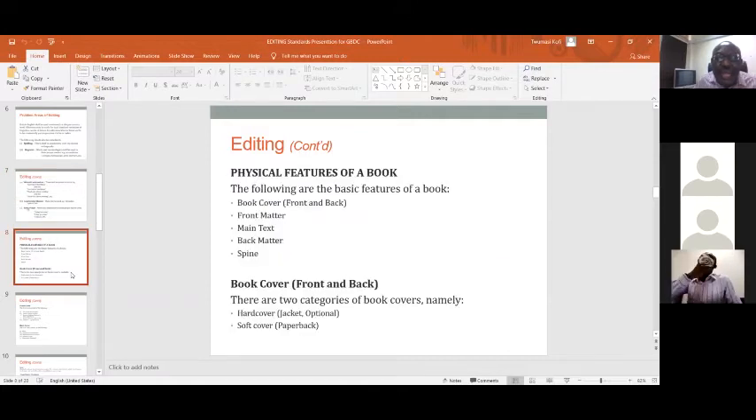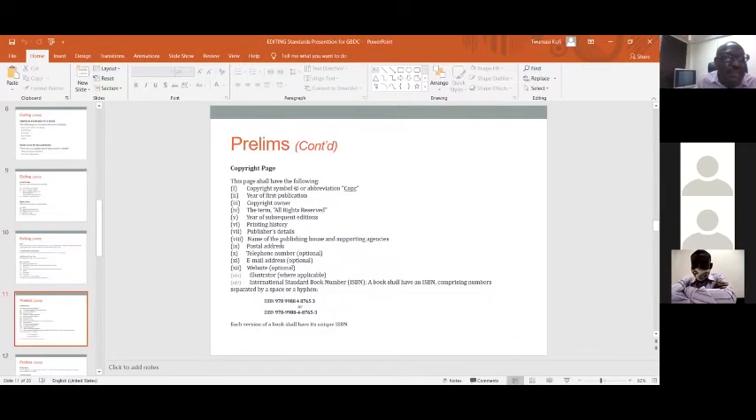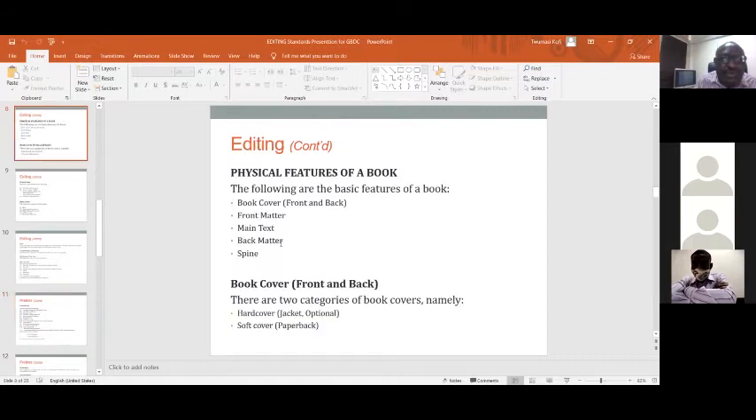Now, let's look at the book itself. When we're talking about the book, we're talking about the front cover and the back cover. Then we have the front matter, which we also call prelims. Then we have the main text. Then we have the back matter and the spine. I hope all these terms are familiar to you. You know what all these terms stand for.